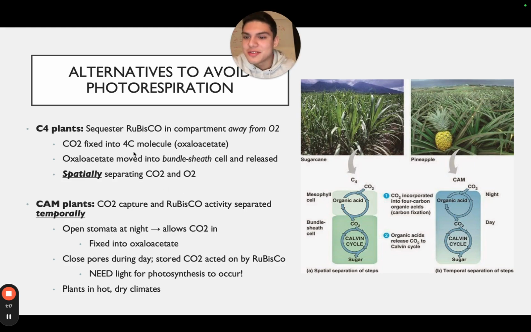Well, okay, no, I guess you do have to know CO2 is fixed into oxaloacetate. Oxaloacetate moves into the bundle sheath. I even forgot, so it's not important for the MCAT at least.